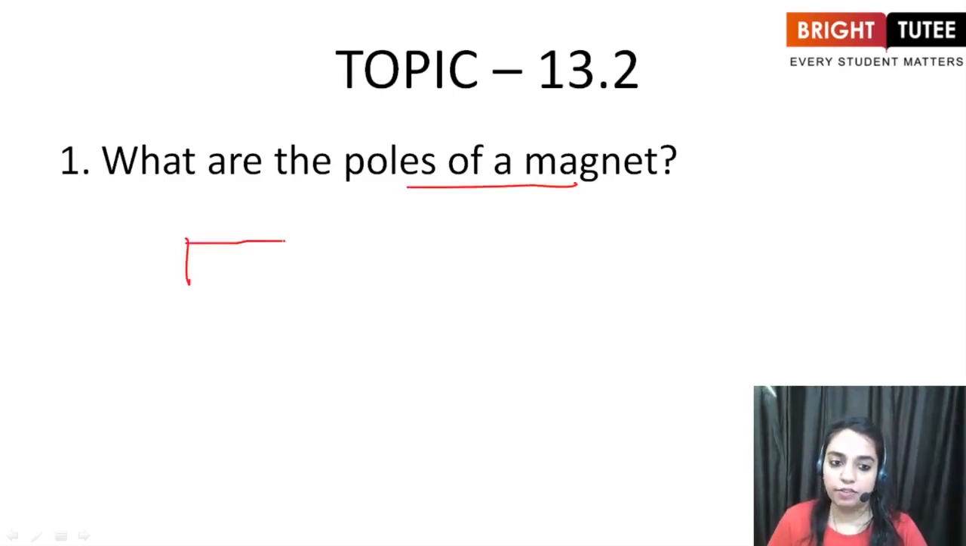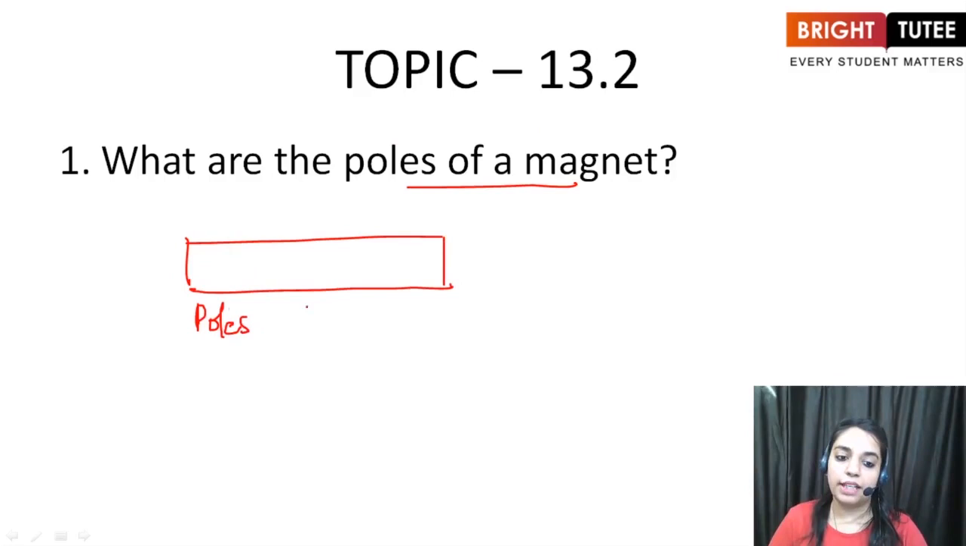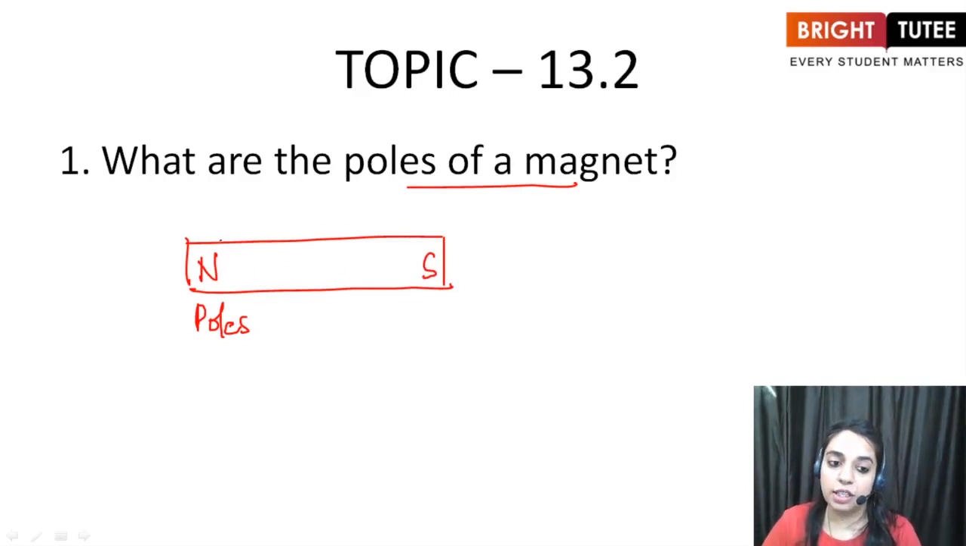Okay children, next question is what are the poles of the magnet? If we have a magnet like this, which is a bar magnet, the edges of it are known as the poles of the magnet. One is the north pole and the other one is the south pole, and children, these are the centers where the magnetic strength is maximum. So these are the poles of the magnet.